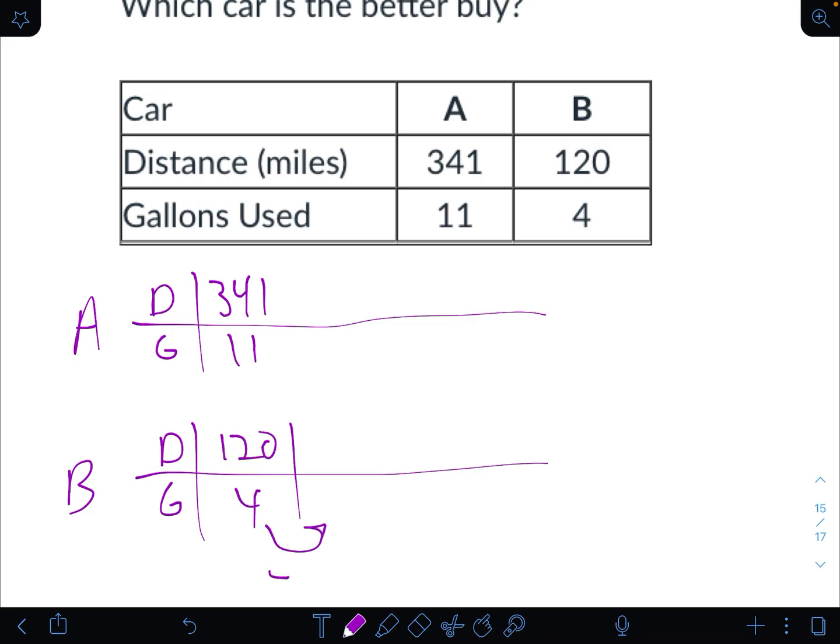Well, I'll start with the easier one. If I cut this in half, I get 2 and 60. If I cut it in half again, I get 1 and 30. So 30 miles in 1 gallon is a pretty sweet car.